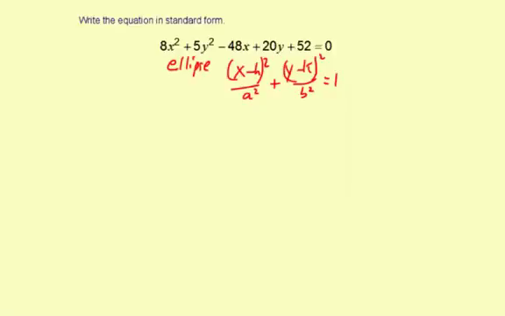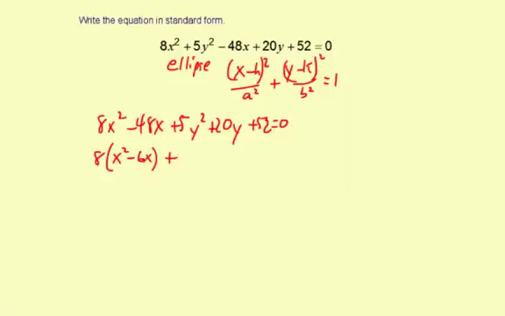So I'm going to take this equation and I'm going to reorganize the terms. 8x squared minus 48x plus 5y squared plus 20y plus 52 equals 0. So I'm going to factor out an 8 from both the x squared and the x terms. So it'll be 8 times x squared minus 6x plus, I'm going to factor a 5 out of the y terms, 5 times y squared plus 4y. Then I'm going to subtract this 52 to the other side, equals negative 52.